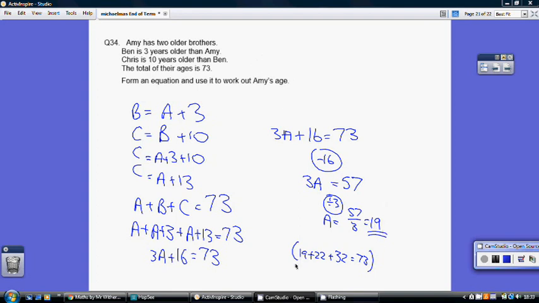And then I've just checked I've got it right. So I'm saying Amy's age is 19. Ben is 3 years older than that, so he's 22. And then Chris is 10 years older than that, so he's 32. And those 3 ages do indeed add up to 73.